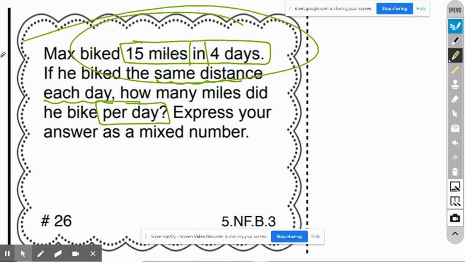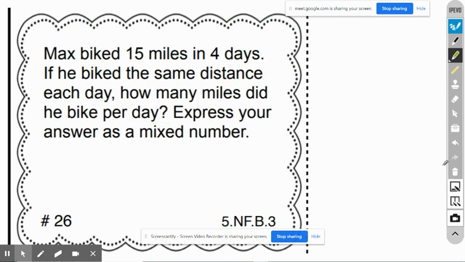Okay, so I'm going to give you a little bit of time to think. Some of you already know what operation you're doing, but I want you to think. And this is one that many times gets confused, but we'll see how it goes this time. Can you all read without the numbers? I'm going to actually read it to you without the numbers. Okay, so Max biked some miles in some days. Each day, he biked the same distance. How much was that each day?